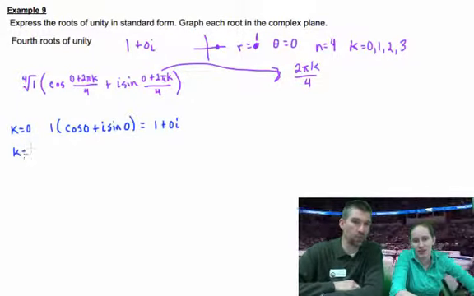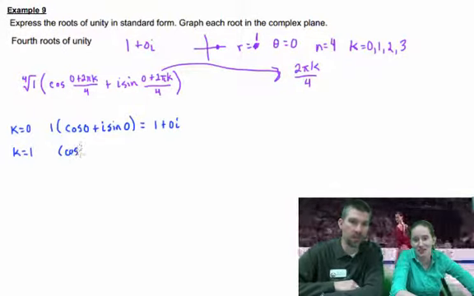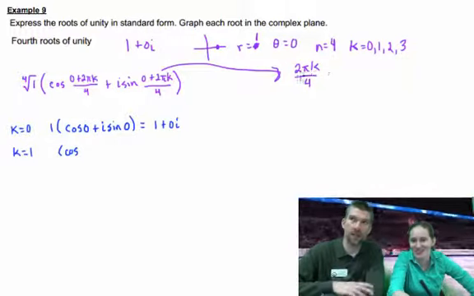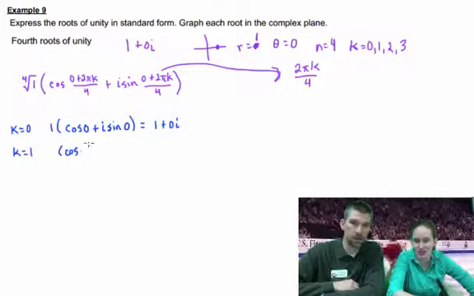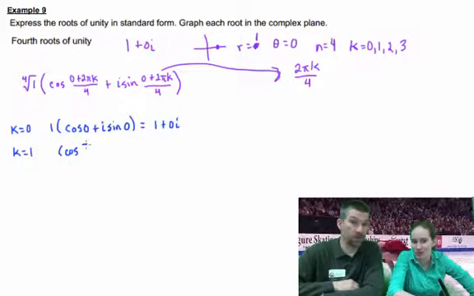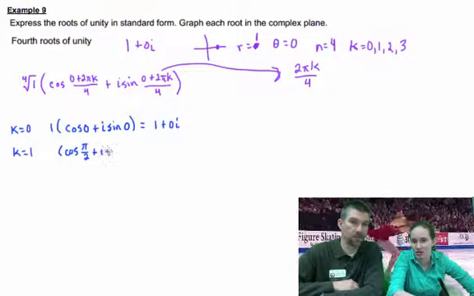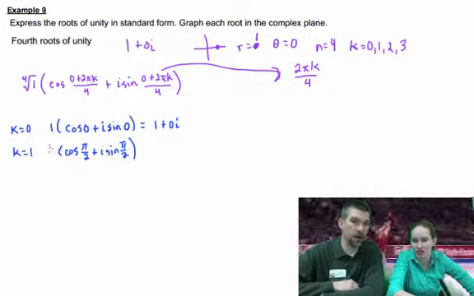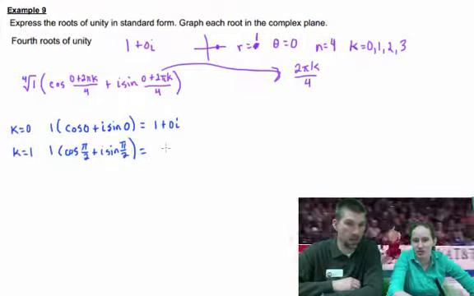Okay, k equals 1. Now this is where it gets really fun and exciting. Now we're going to have 2 pi over 4 times 1. So that's 2 pi over 4, which is pi over 2. Cosine of pi over 2 plus i sine pi over 2. We can figure out what that is. That's going to be 0 and 1. Just go right around the unit circle.